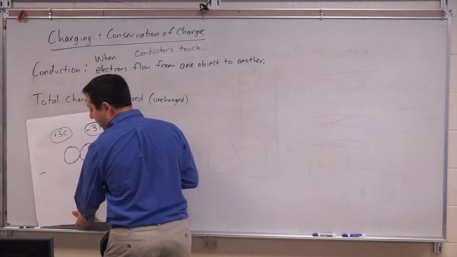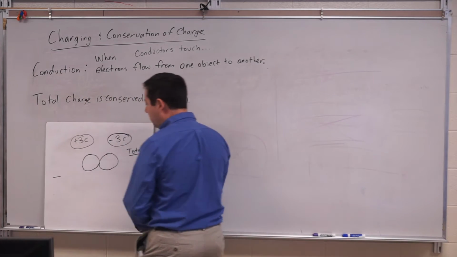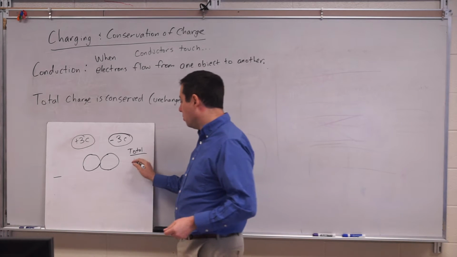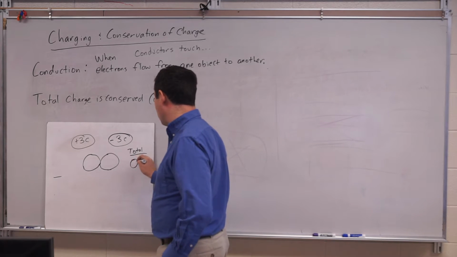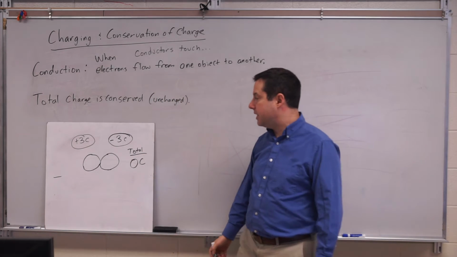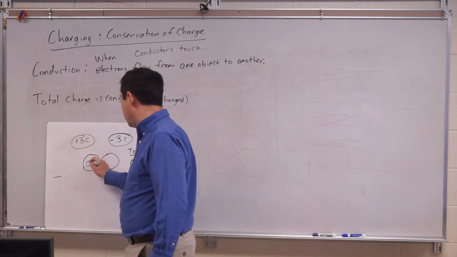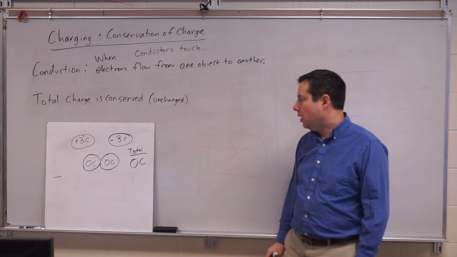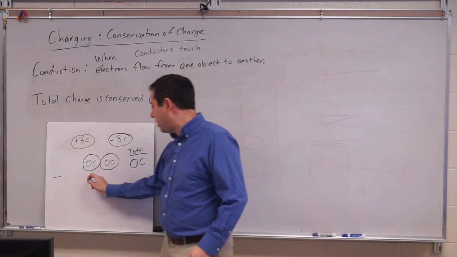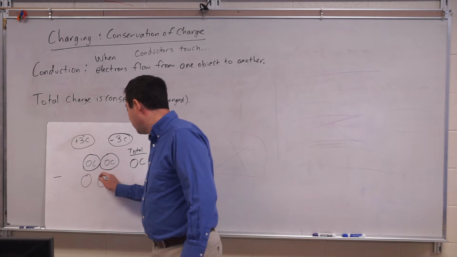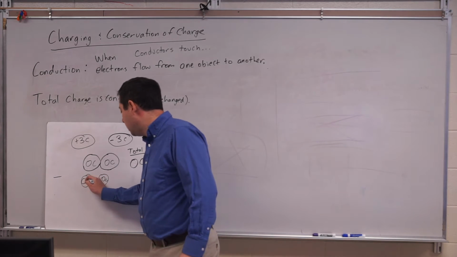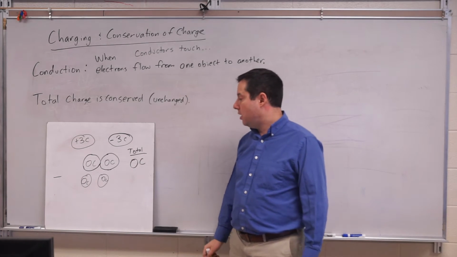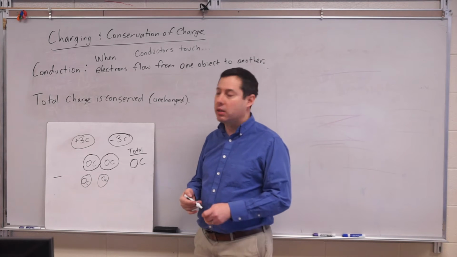Let's say we have two objects. One has a charge of plus 3 coulombs, and one has a charge of negative 3 coulombs. If you add up the total, plus 3 minus 3 equals 0 coulombs. So when you touch them together, you're going to end up with two objects that are neutral, both with 0 coulombs on them. You could separate them at this point, and they'd still have 0 coulombs and 0 coulombs. So even though the individual charge has changed, the total charge did not, the total is still 0.